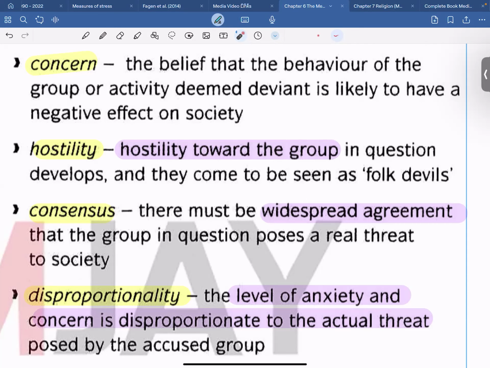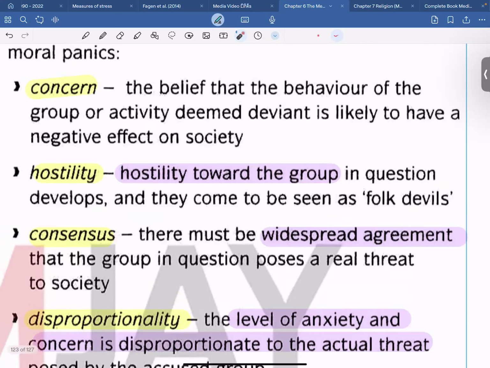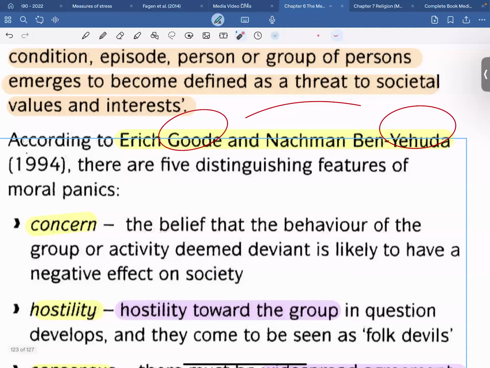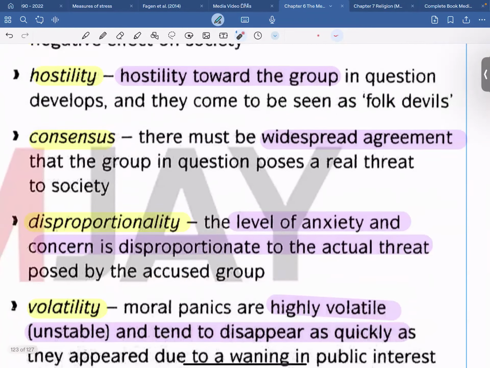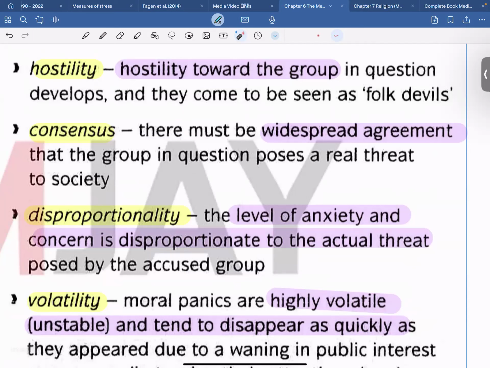Number 2, the second feature put forward by Goode and Ben-Yehuda, is hostility. What does the word hostility mean here? Hostility toward the group in question develops, and they come to be seen as folk devils. People start showing hostility towards that particular group, the group that the media has been portraying or over-representing in a negative manner. People start seeing them as folk devils.